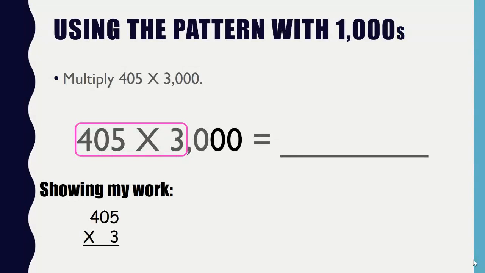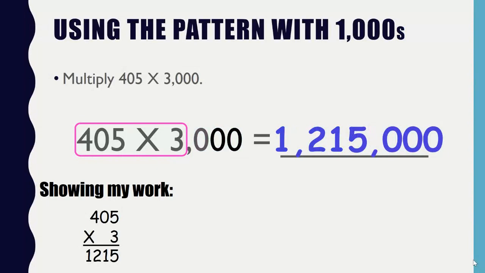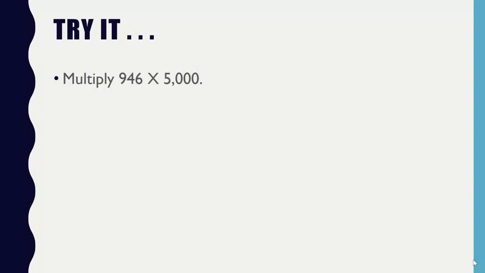Our 405 times 3 gets us 1,215. Remember, no commas just yet, but we are going to look at those zeros. There are 3 zeros on the left-hand side, so we'll put 3 zeros on the right-hand side. And now it's time for the commas. Our final number sentence looks like this. 405 times 3000 is equal to 1,215,000.